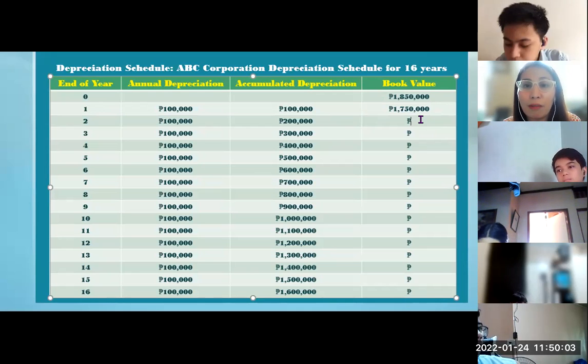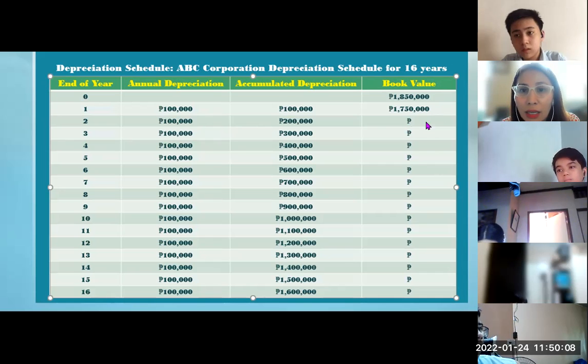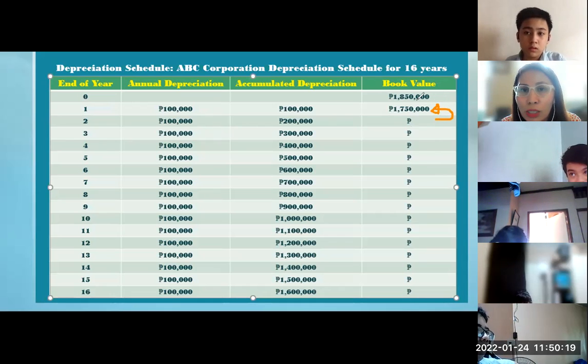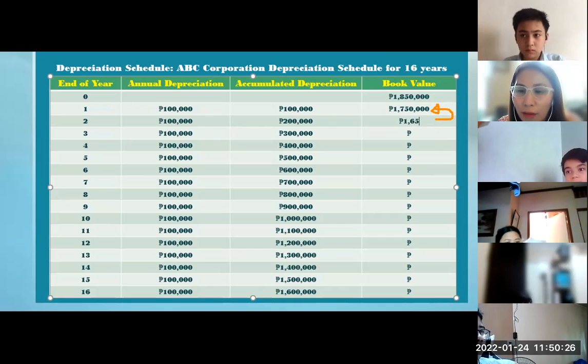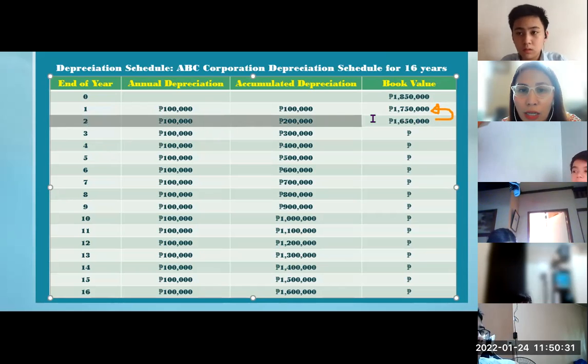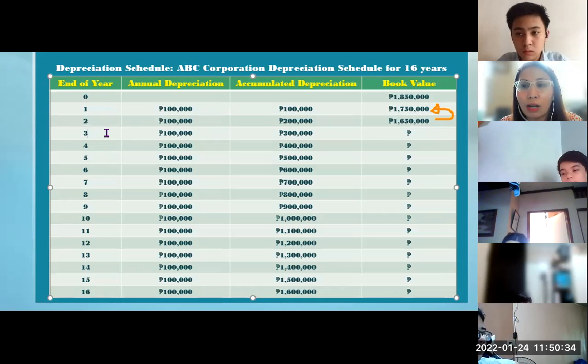And yung isa pang step in finding the book value is to deduct, this one, yung amount ng 100,000 from the previous year. So it's 1,650,000 pesos na lang on its second year. 1,650,000 pesos. Okay? So, next, Mr. MJ.